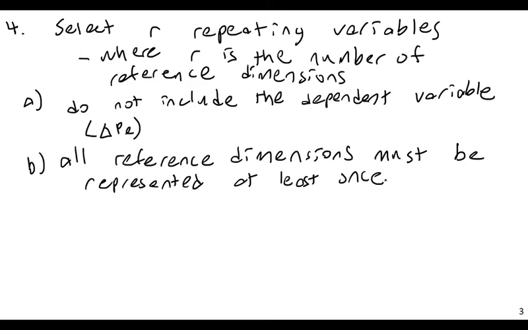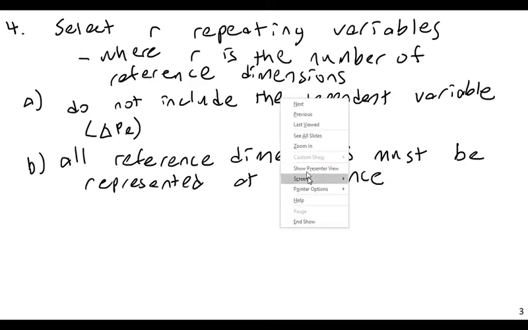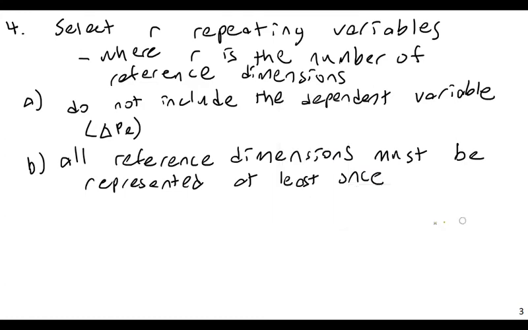So for example, if I'm using an MLT system, where all three of these are present, then in the repeating variables that I select, and when I say repeating variables, what I mean is those repeating variables will appear in all of my pi terms. They repeat in all of the pi terms. So MLT must be present among my repeating variables.